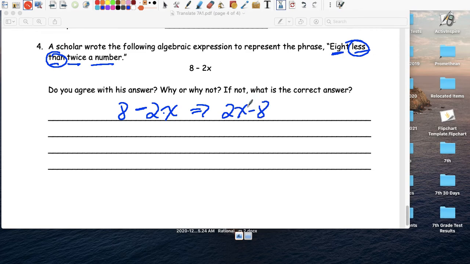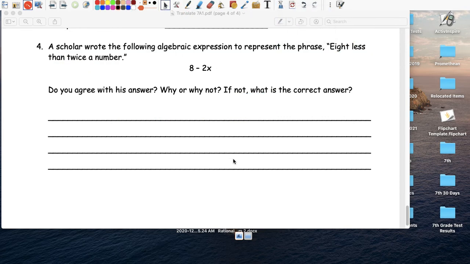So obviously, if you did it, you're going to say, no, I disagree, he did it wrong, and you can explain, right, why it's incorrect. That was your simple homework.